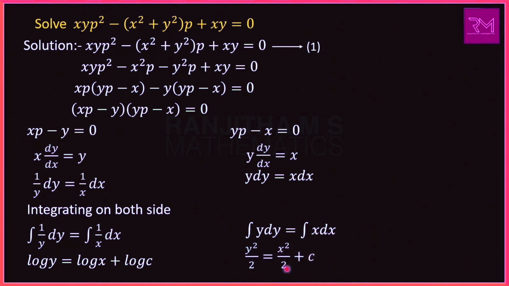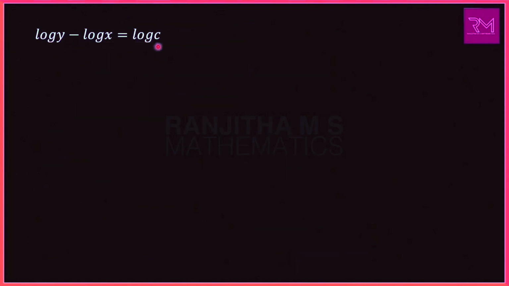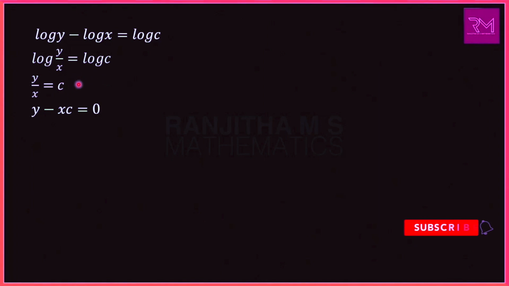Next step, we have to take this value to the left hand side. Here also we have to take all this value to the left hand side and simplify. We get log y minus log x which is equal to log c. If we take log x to the left hand side, that is minus log x, we know that log y minus log x is of the form log m minus log n. Simply we can write it as log m by n, that is log of, here m is y divided by n is x which is equal to log c. Here log gets cancelled. The remaining is y by x which is equal to c, or if we take this x to the right hand side, xc goes to the left hand side, we get y minus xc which is equal to 0.